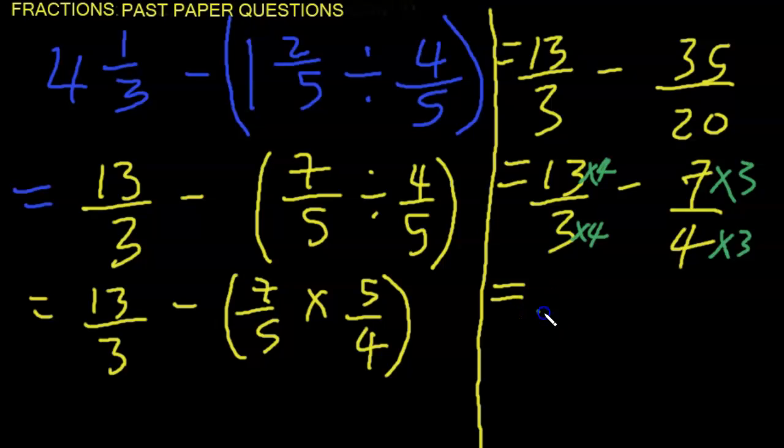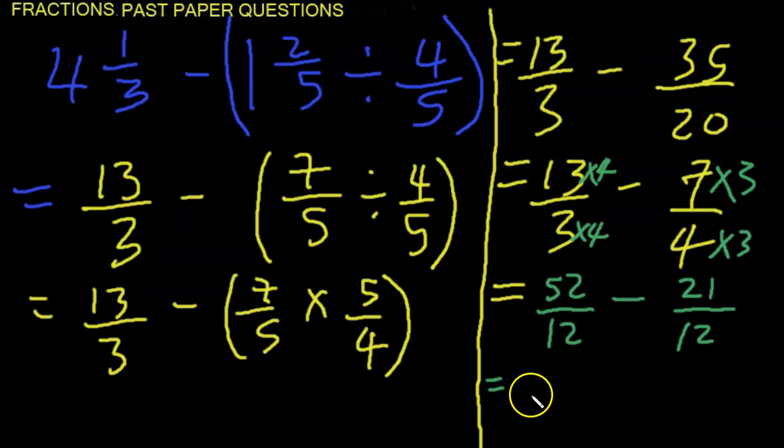Alright, so now 3 times 4 is 12. 13 times 4, what's that? 52, I think. Over here, 4 times 3 is 12. And then 3 times 7, that's 21. So now we have this common denominator, so we can go ahead and subtract the numerators. So what's 52 take away 21? 2 take away 1, that's 1. 5 take away 2, that's 3. So 31 over 12 is our final answer.